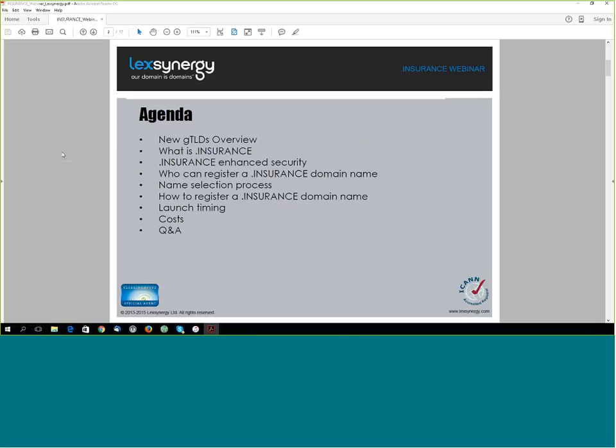Jumping straight into this, the agenda for this webinar: we will briefly cover the new GTLDs, the new generic top-level domains. What is .insurance? .insurance's enhanced security, and who can register a .insurance domain name, the name selection process, how to practically go about registering your .insurance domain name, the launch schedule, the costs associated with that, as well as Q&A.